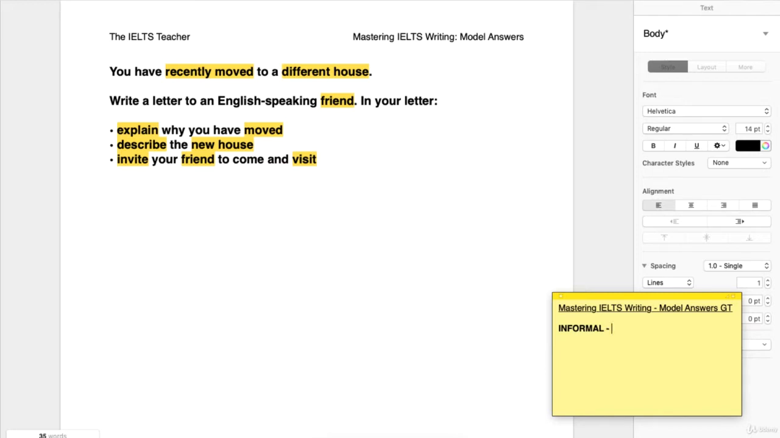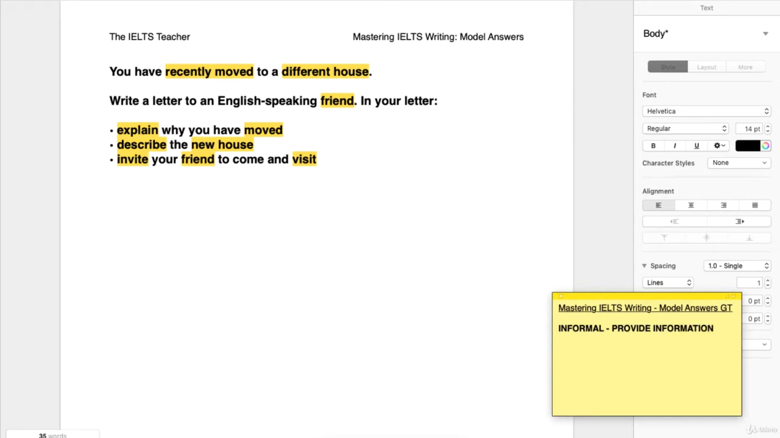There are a few different things going on here in the bullet points. You know, we've got an explanation, we've got a description, we've got an invitation. But the main purpose of the letter, I believe here, is to give news, to provide information. But in a very informal setting, to update a friend on new developments. So we're just going to say provide information here. That's the main purpose of the letter.